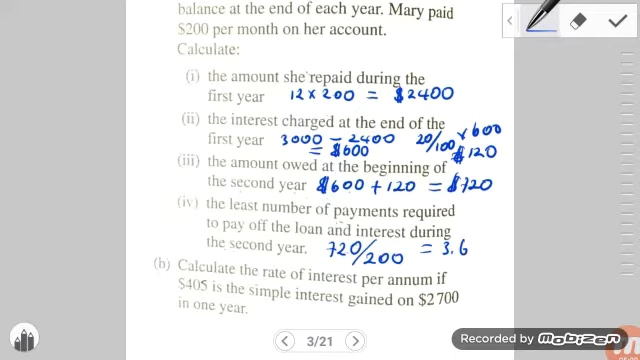Let's double check on that. So that's 720 divided by 200, that's 3.6. So she's going to need a maximum of 4 payments to repay the loan and the interest charged to her in the second year. So she needs a maximum of 4 payments.